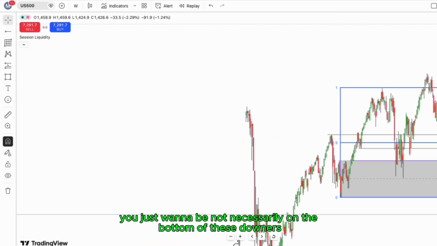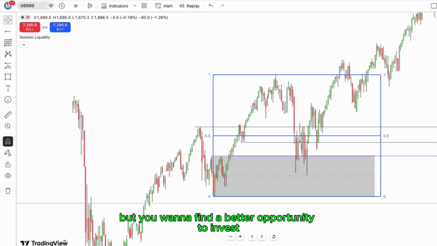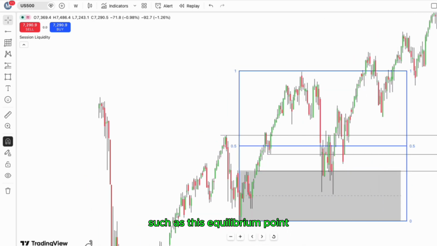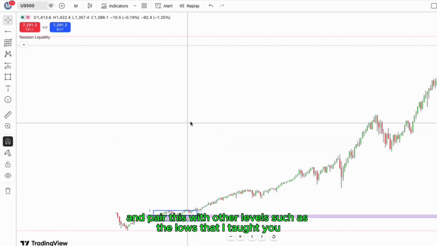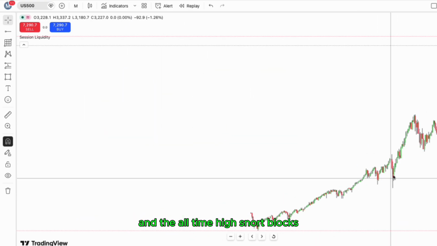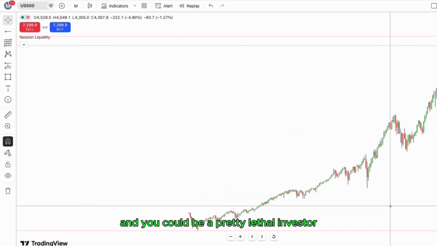And so the point is, you just want to be not necessarily on the bottom of these down moves, but you want to find a better opportunity to invest, such as this equilibrium point. And pair this with other levels, such as the lows that I taught you and the all-time highs and order blocks I'll teach you in the next videos. And you could be a pretty lethal investor.